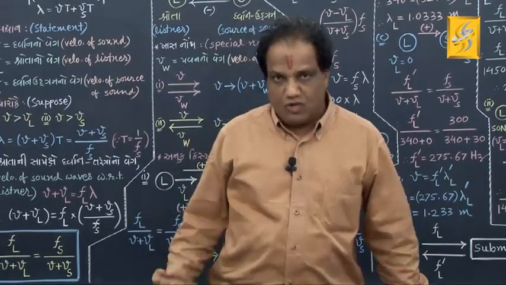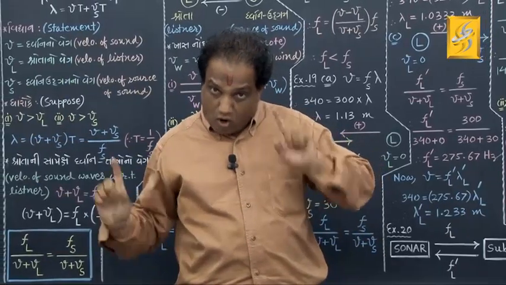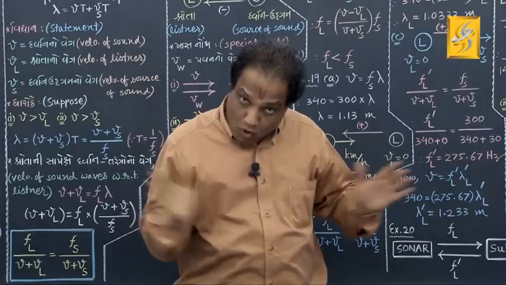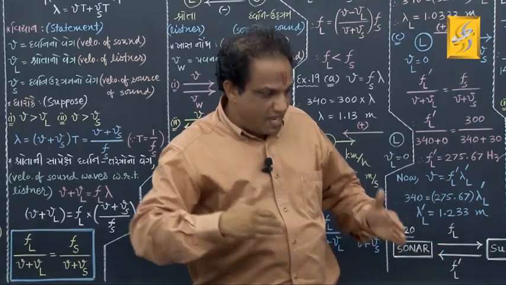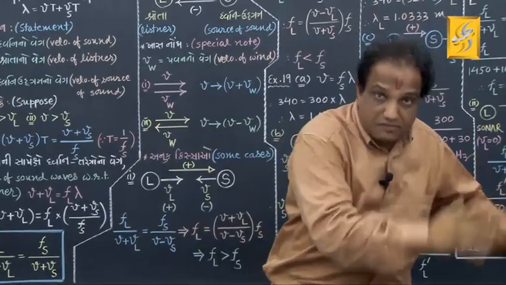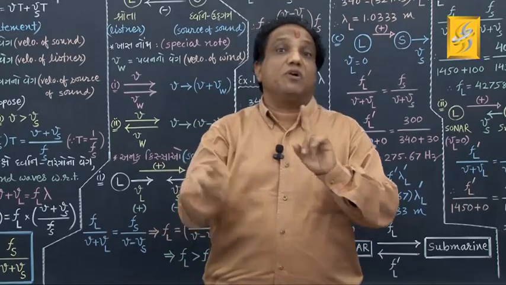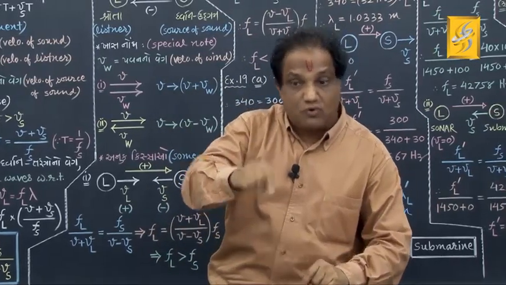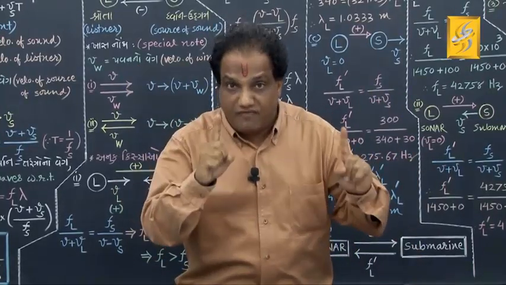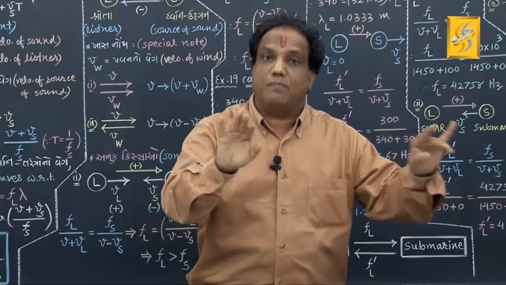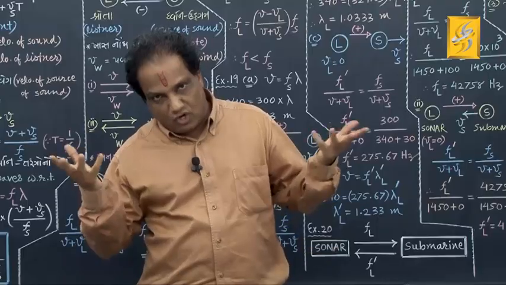I repeat, whenever source of sound or listener or both of them move relative to surrounding stationary air medium and relative to each other, the frequency of sound heard by the listener is somewhat different than the frequency of sound actually generated from the source. This very phenomenon is known as Doppler's effect. Now, last time, what is called Doppler's effect?